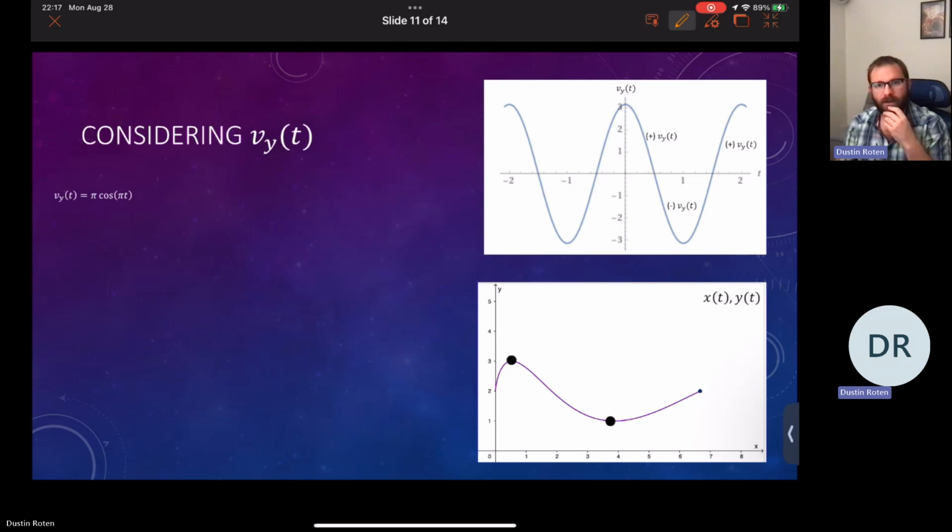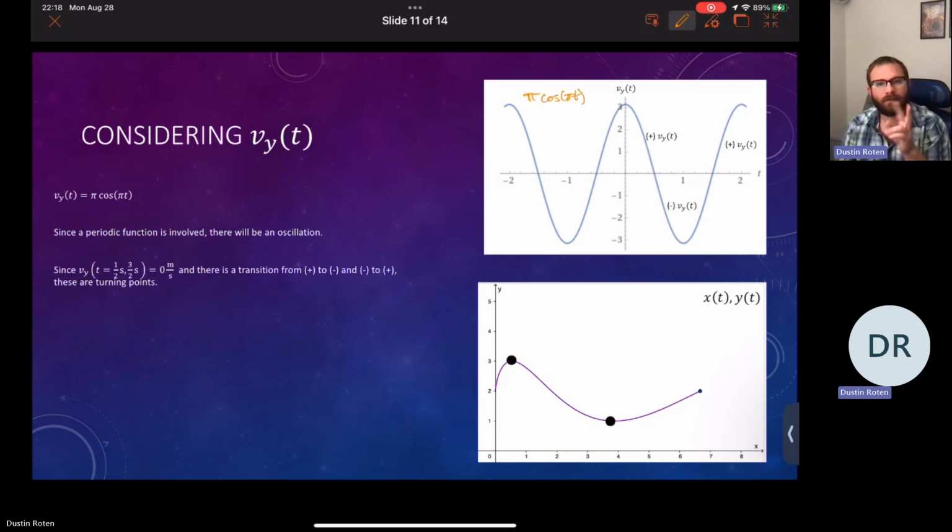Okay, so to figure that out, let's think about this v of y. Okay, so here it is again, pi cosine of pi t. All right, so since the periodic function is involved, there's going to be some oscillation. I've got it plotted over here. So this is actually pi cosine of pi t. All right, now remember, we're interested in these two points. We have a half a second here, and then 1.5 seconds, or 3/2.